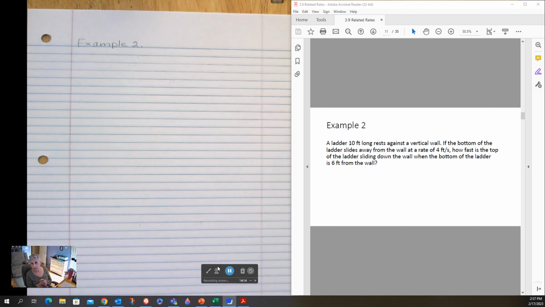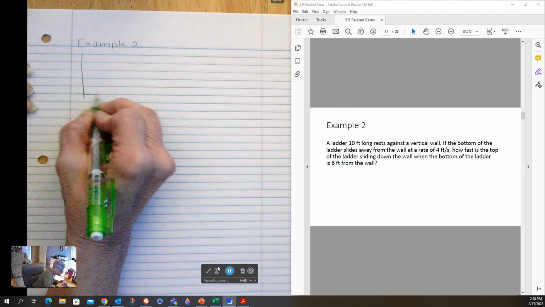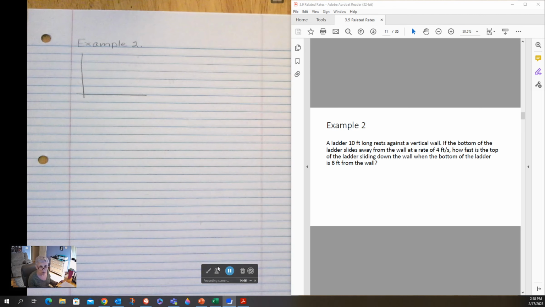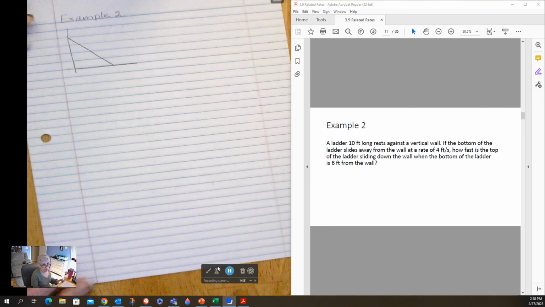We have a ladder that is 10 feet long, rests against a vertical wall. If the bottom of the ladder slides away from the wall at a rate of 4 feet per second, how fast is the top of the ladder sliding down the wall when the bottom is 6 feet from the wall? So first thing I'm going to do before I even start knowing, needing, or winning is to draw a picture. If you can draw a triangle, you can draw these pictures. They don't have to be perfect.